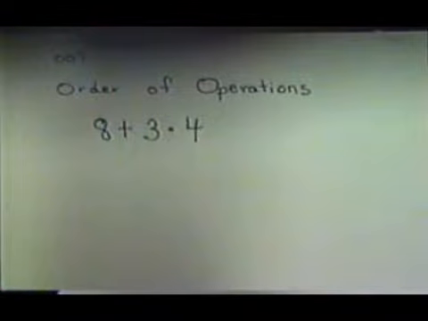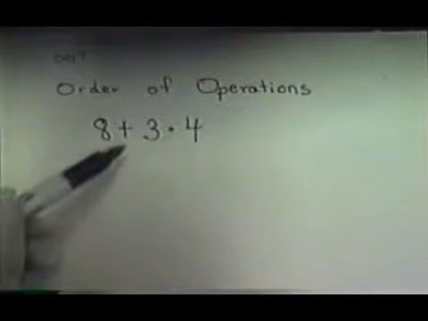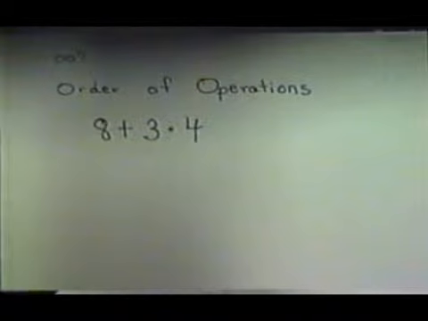Now we will begin our work with order of operations. First thing we'll do is I will give you a problem before I give you any rules, and we'll see what would happen if we didn't have a rule for order of operations. Suppose we wanted to work the problem 8 plus 3 times 4. Now, if nobody told us what order to do this problem in, we could really do it two different ways.